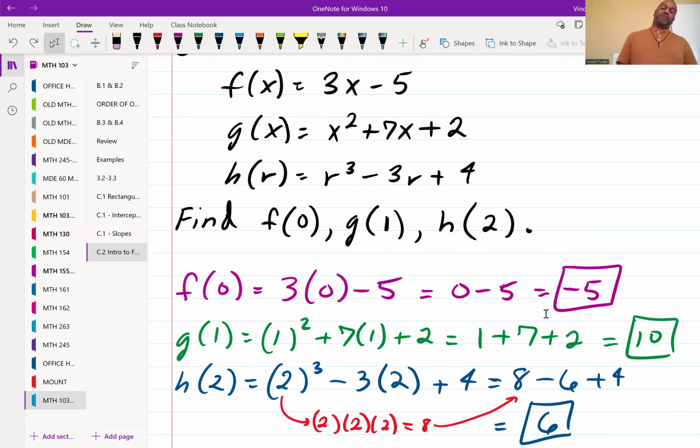All right, and then the last one, h of 2. So you're going to take 2 and plug it into the h equation. So that'd be 2 cubed minus 3 times 2 plus 4. 2 cubed is 2 times 2 times 2, which is 8. 3 times 2 is 6. So that'd be 8 minus 6 plus 4, and ultimately we get 6.